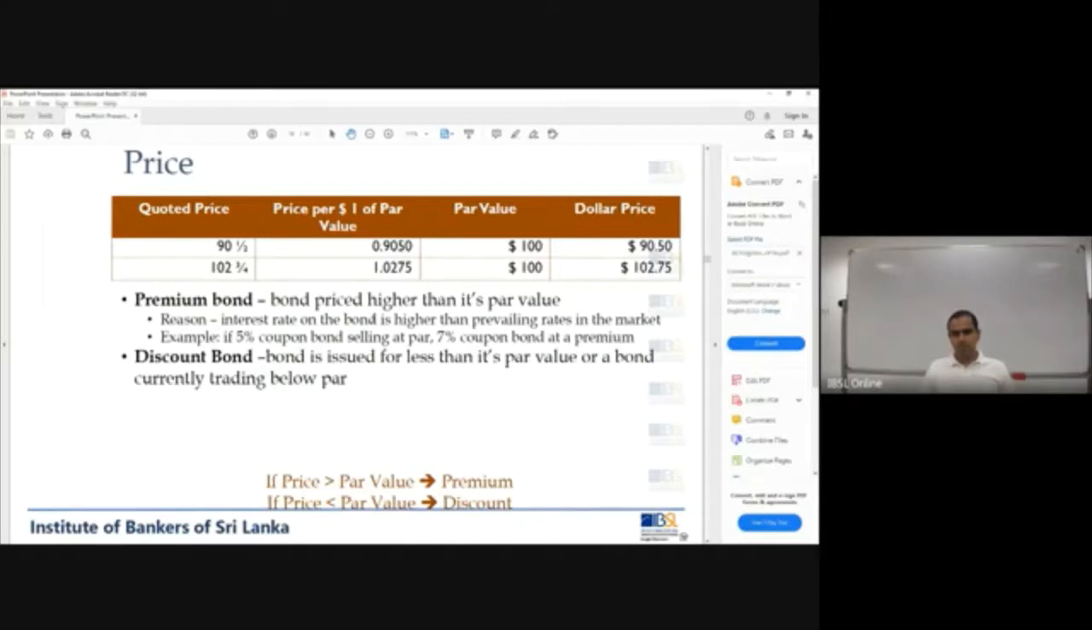Okay, see whether you understood that. If a 5% coupon bond is selling at par. Right. So the bond has a 5% coupon, and it says it's selling at par. Now, if the coupon is 5% and it's selling at par, what do you think the yield is? What would be the yield? If you understood what we discussed so far, you should be able to answer that.